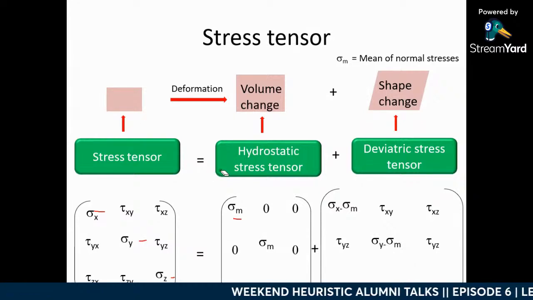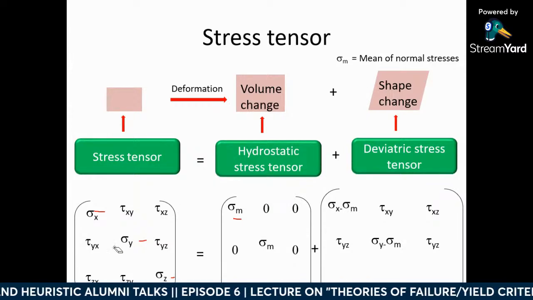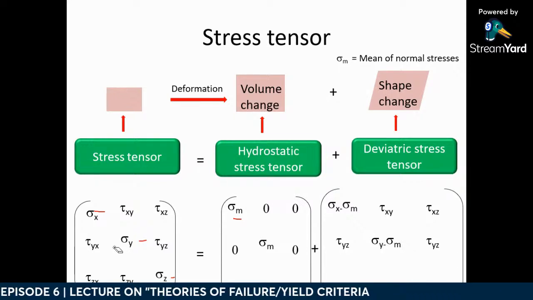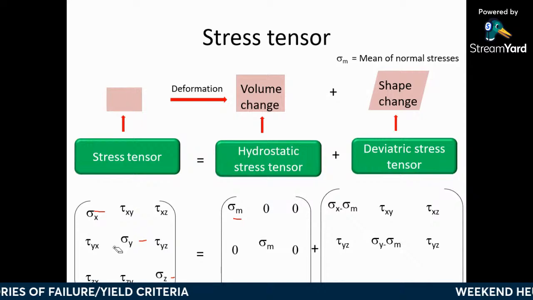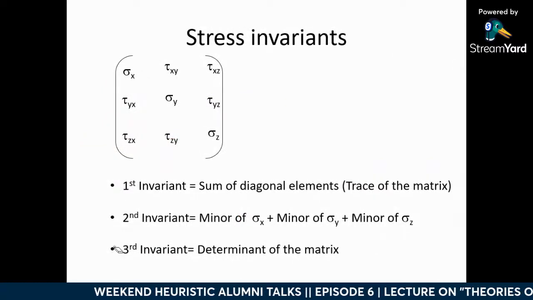Okay, so this is about hydrostatic and deviatric stress tensor in your object. Is this clear? So whenever you are applying stress, there will be two components. One is hydrostatic and the other is a deviatric component. Hydrostatic will be helping for volume change in your material. Deviatric will be helping for shape change in your material. Okay. The other concept is stress invariants.